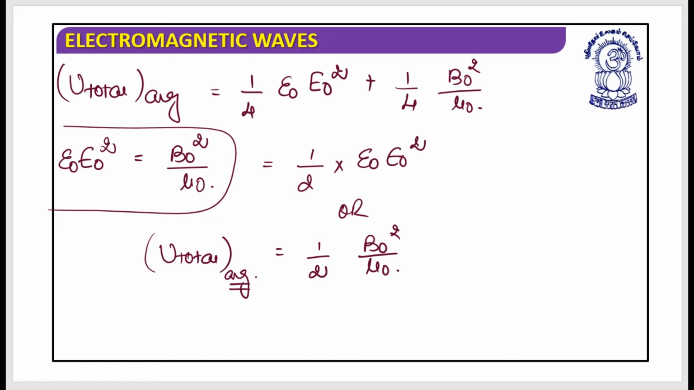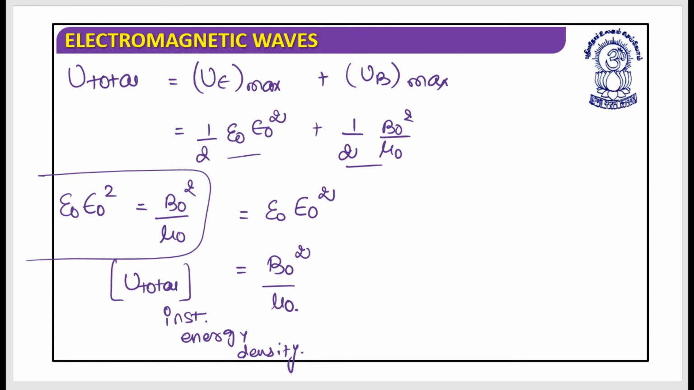So basically I hope you are now clear on why there is a factor of two difference. If you look at this U total average, it has a 1 by 2, but the U total that is the instantaneous energy density does not have the 1 by 2, it is the complete one. So there is a little variation between these two, and that's why it has changed. I hope this is clear. Have you noted it down? If not, please note it down.